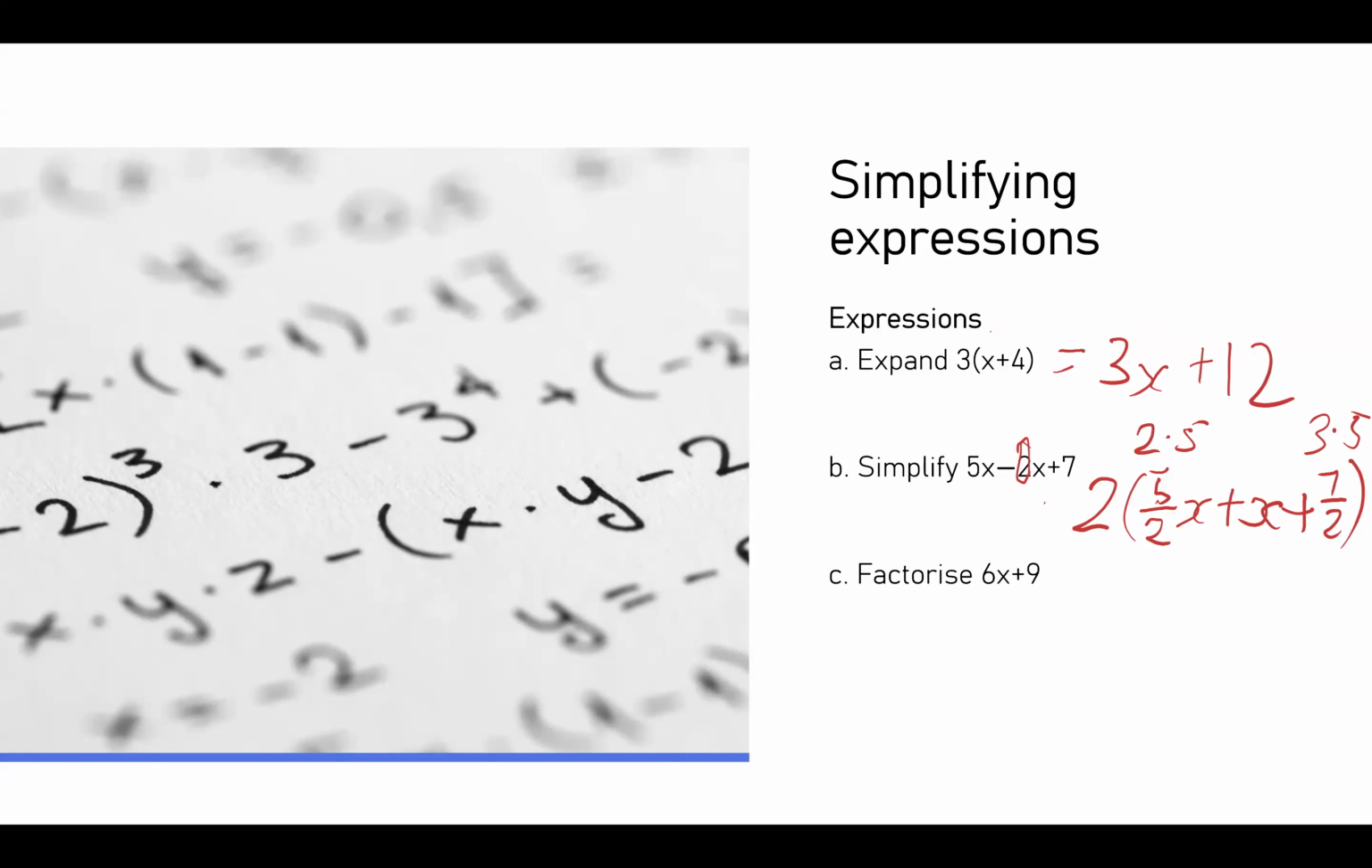Factorize 6x plus 9. Here we would find the highest common factor, which in this case is 3, because 3 goes into 6 and it also goes into 9. If we take out 3, it means divide both by 3. 6 divided by 3 is 2x, and 9 divided by 3 is 3. Sorry guys, one second.